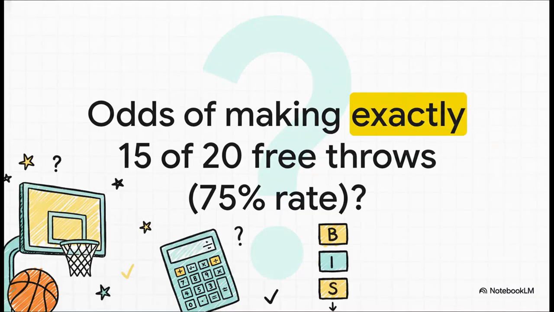All right, let's kick things off with a classic. Picture this. You're on the basketball court. You're a pretty decent shooter. You make about 75% of your free throws. So, if you take 20 shots, what's the probability you sink exactly 15 of them? Now, that might sound kind of tricky, right? But it's actually a perfect puzzle that we're about to solve together.